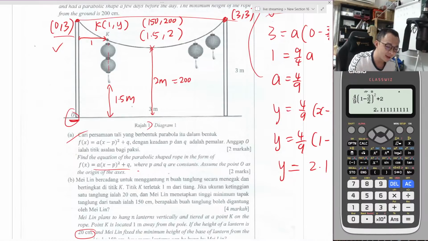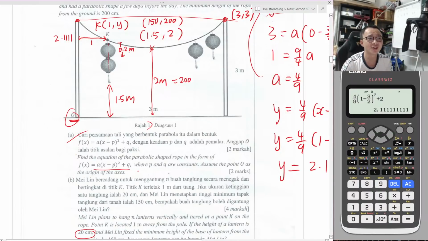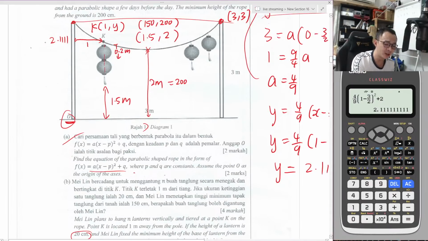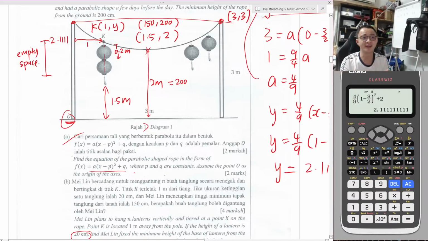So here, just now we already found the k here is like 2.1111 meter. So each lantern is about 0.2 meter or 20 centimeter. So I want to know how many I can put. So the first thing is I want to know what is my empty space here, because I'm going to use this vertical space to calculate how many lantern I can put here.